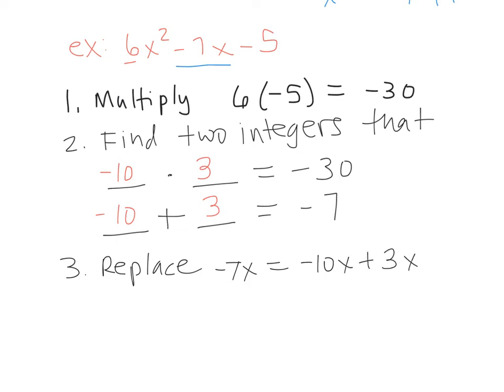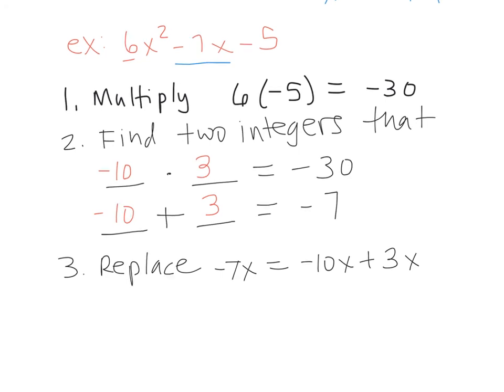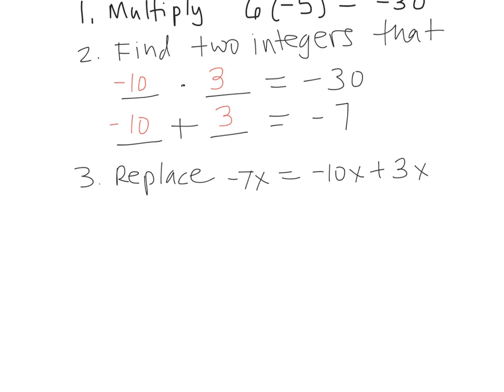And we're going to replace that negative 7x in the polynomial. So the polynomial will then become 6x squared plus 3x minus 10x minus 5. Okay, so this is because negative 7x is equal to negative 10x plus 3x. All right, we can just make that replacement.